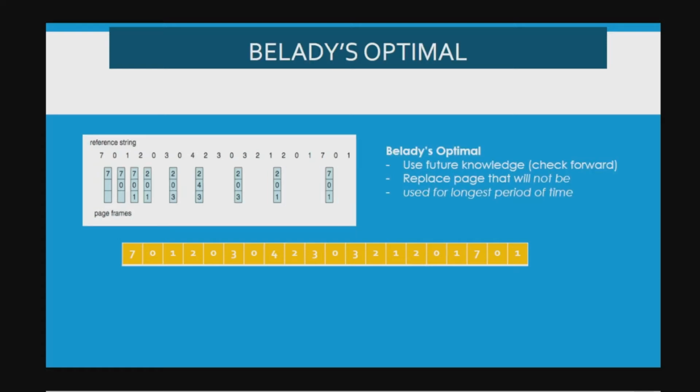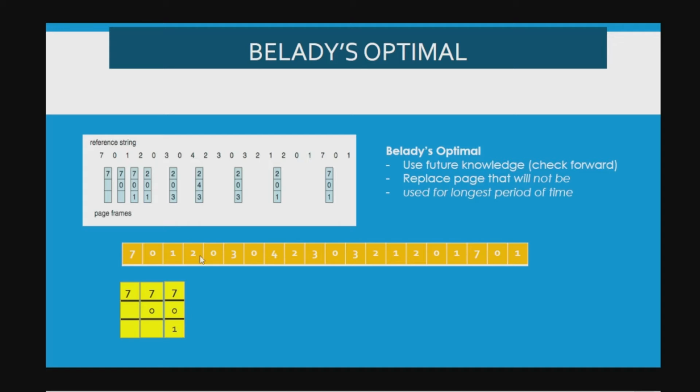Okay, next we have another algorithm that we call Belady's Optimal. So in the Optimal algorithm, we use future knowledge. So we need to check forward and then replace the page that will not be used for the longest period of time. So, okay, the first string we have 7, so we just put 7 here. Another space is available, so we just put 0 here. And we have another available space, so we can just put 1 here.